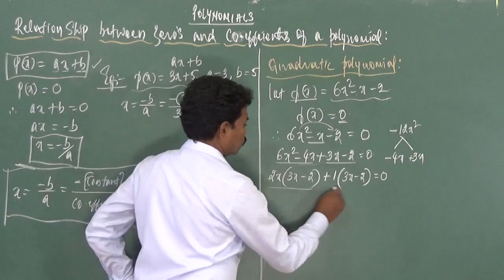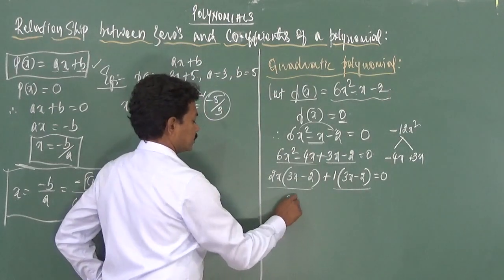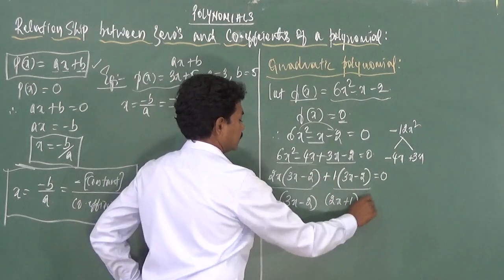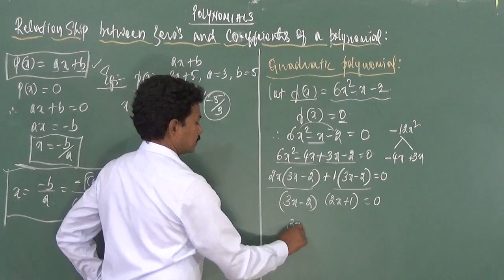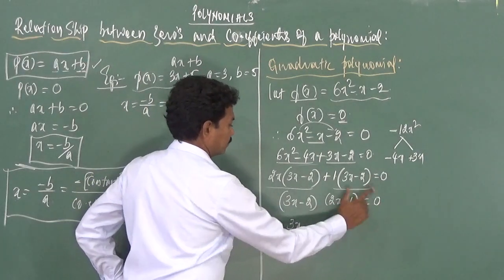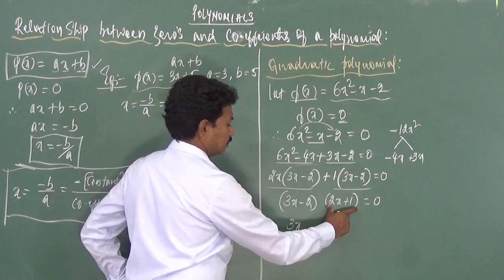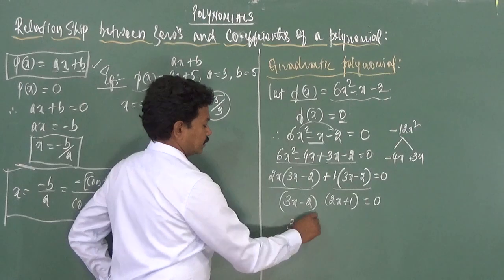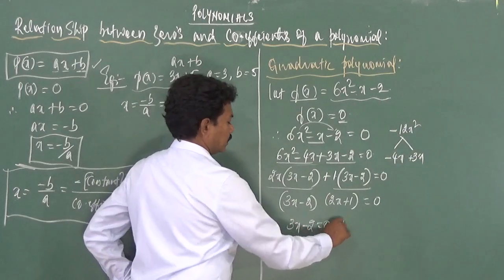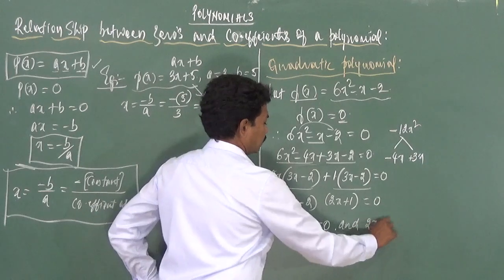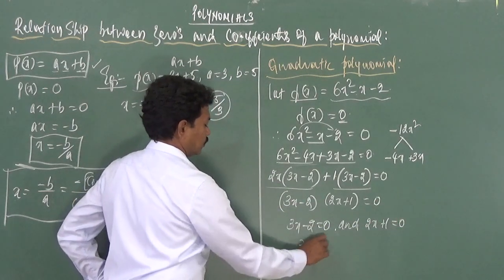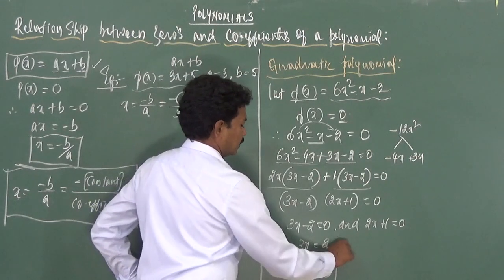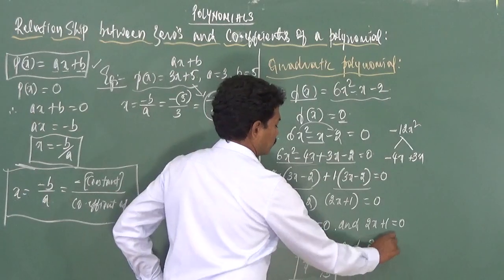So again you have two terms here. You can take out 3x minus 2 as common again. So you are left with 2x plus 1, that is equal to 0. So 3x minus 2 into 2x plus 1 is equal to 0, which means either this is equal to 0 or this is equal to 0, or both are equal to 0. That is the possibility. So 3x minus 2 is equal to 0 and 2x plus 1 is equal to 0. So 3x is equal to 2, x is equal to 2 by 3. So this is one of the zeros, and here again 2x is equal to minus 1.